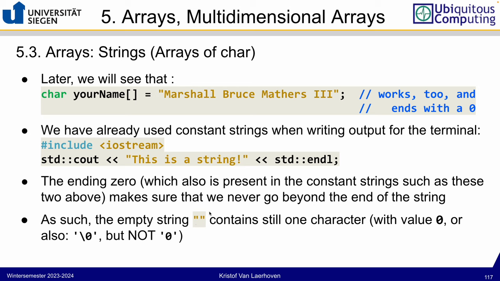But it is an array of size one, and it has one element, and this contains a zero. And again, this is a constant array. Okay? So we've already been dealing a lot with constant arrays the whole time already. Now we know that these are constant arrays. These are essentially, the way they are managed in memory, character arrays.